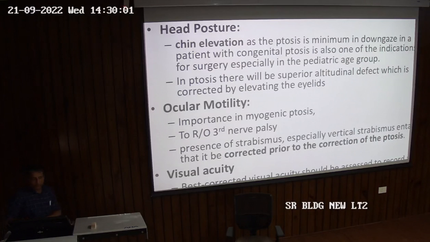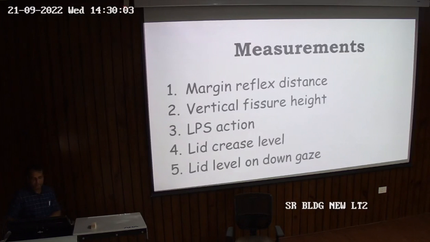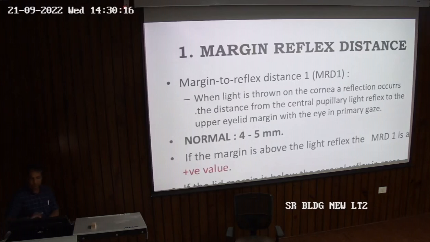Visual acuity should be assessed and recorded. Then we will measure the marginal reflex distance, vertical fissure height, LPS action, lid crease level, and lid level on down gaze. These will help in surgery.